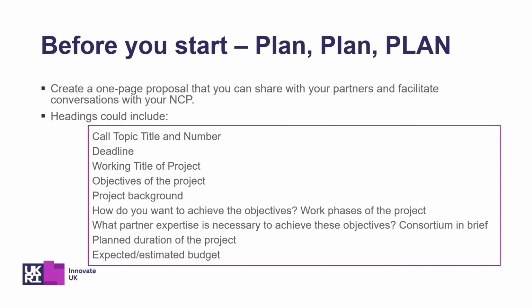So we heard already that actually the most important thing to do before you start putting pen to paper and writing your proposal is to plan. So create a one-page proposal is my advice, possibly two sides, but you might do this in PowerPoint, you might do this as a Word document, but keep this as that top level overarching thinking. What is it you're trying to do? And then you can use this to share with your partners and to facilitate a conversation with your NCP when you're seeking partners.